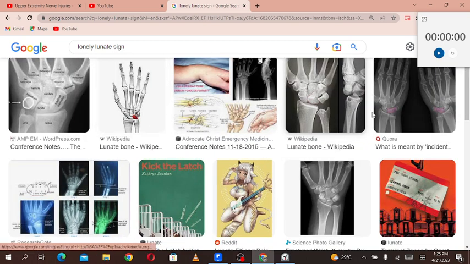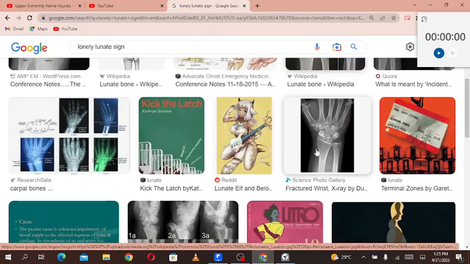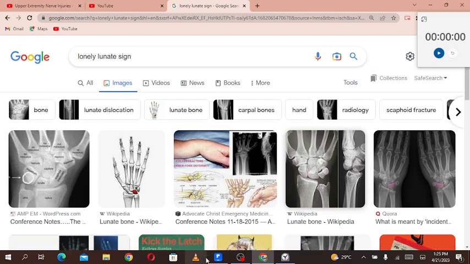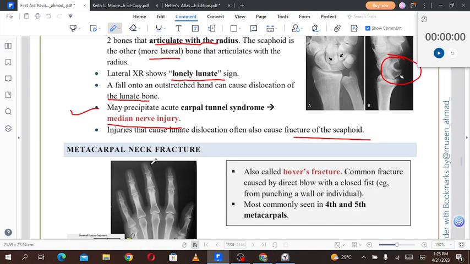I just cannot get it. If you can get it, please explain it to me kindly. I just can't. So let's close the session over here, and from the next session we'll start with the metacarpal neck fractures.